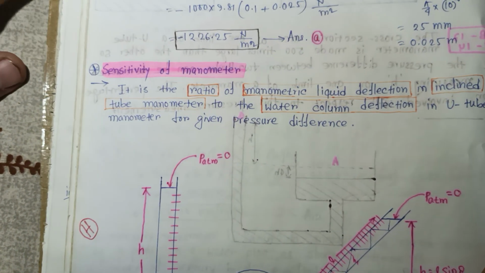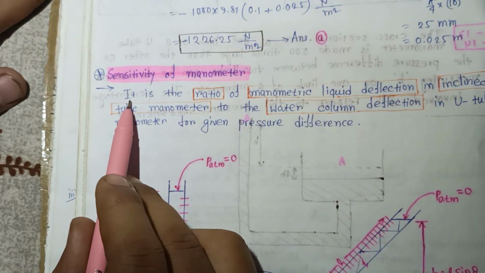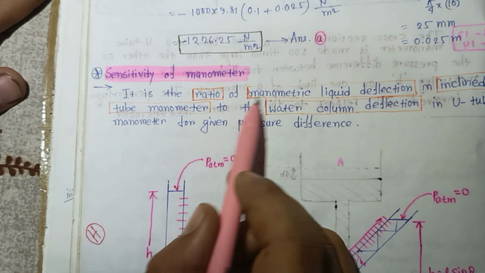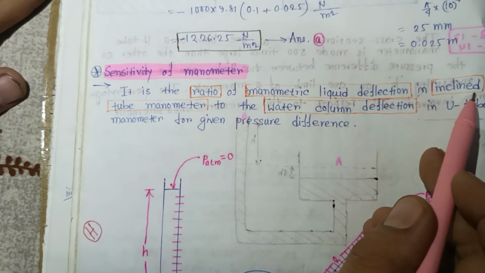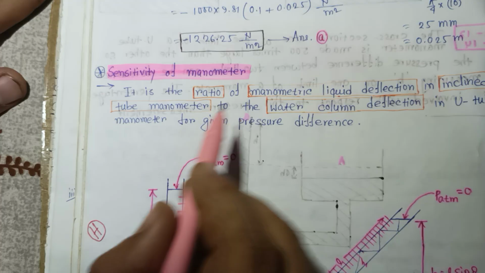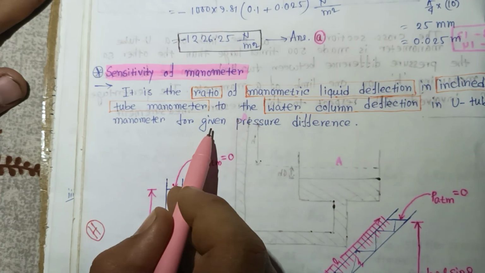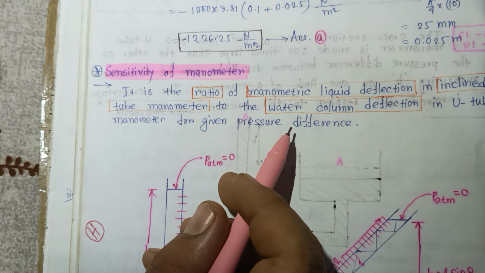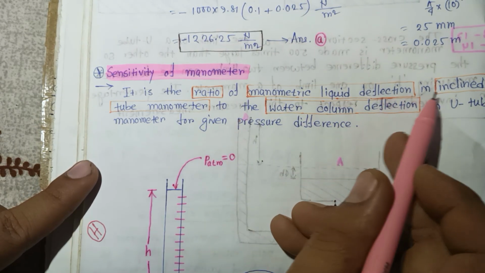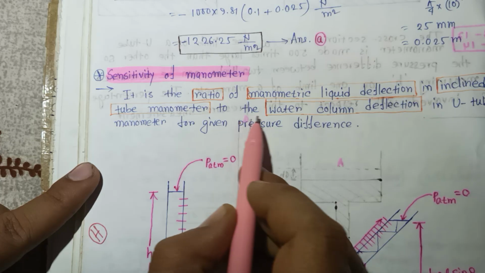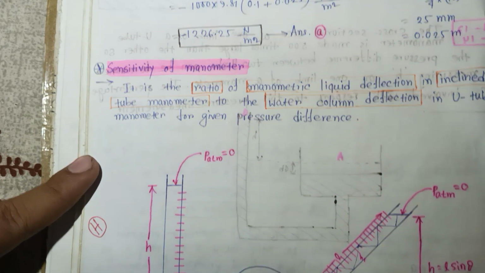Now let's try to understand the sensitivity of a manometer. So it is the ratio of manometric liquid deflection in an inclined tube manometer to the water column deflection in a U-tube manometer for a given pressure difference.